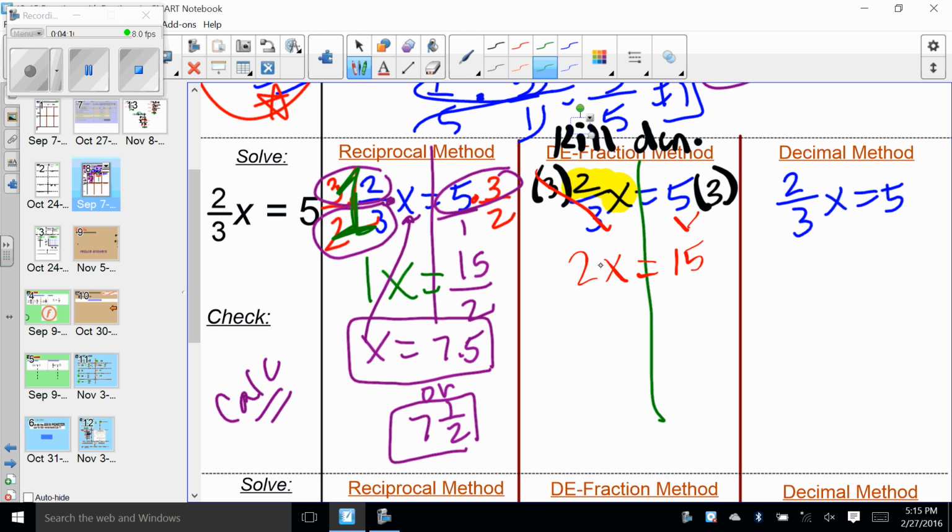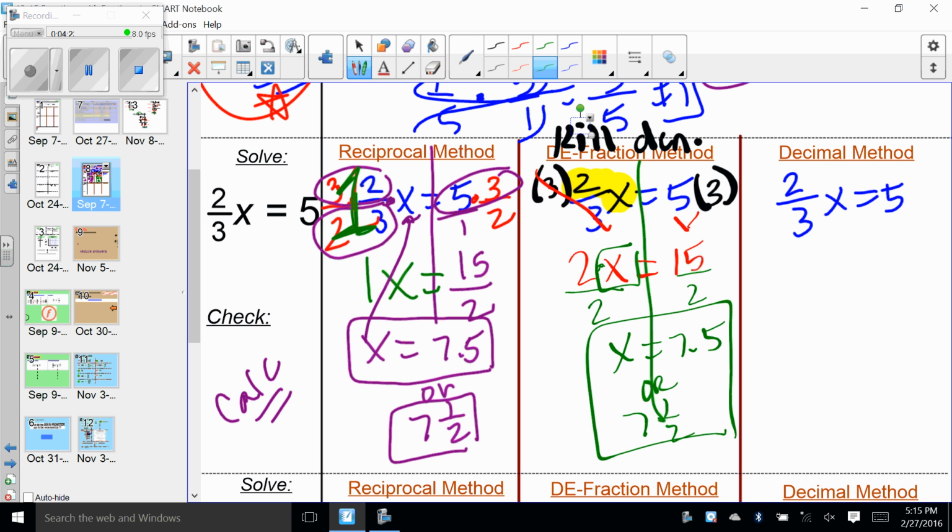Then hand method kicks in. We're going to solve it for the variable x. So we're going to do the opposite of multiplication, which is to divide. Copy paste, and we get x equals 7.5 or 7 1/2, which is the exact same answer we got in reciprocal method.